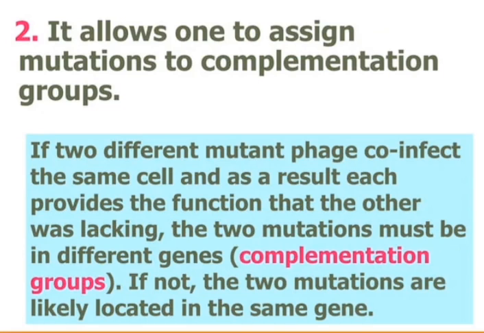If two different mutant phage co-infect the same cell and as a result each provides a function that the other was lacking, the two mutations must be in different genes, different complementation groups. If not, the two mutations are likely in the same gene.